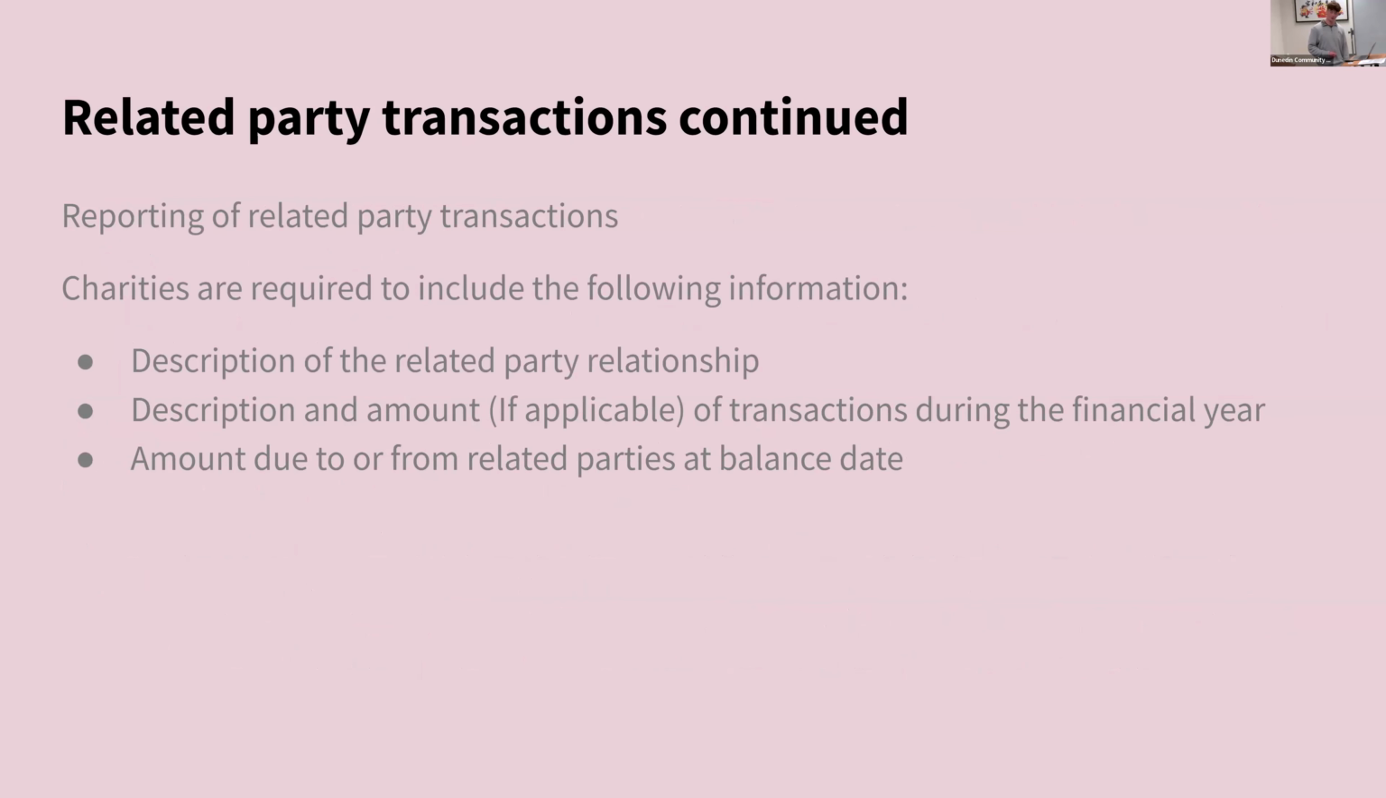So then reporting of related party transactions. Charities are required to include the following information. So just a brief description of the related party relationship, then a description and amount of transactions during the year, and then amount due to or from related parties at balance date.